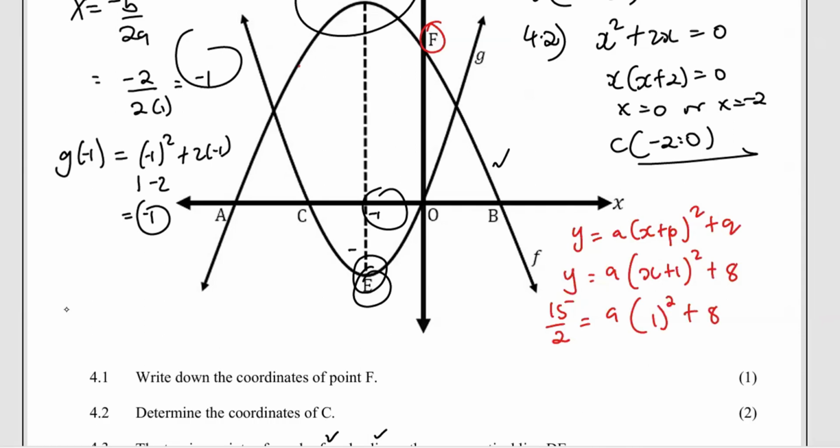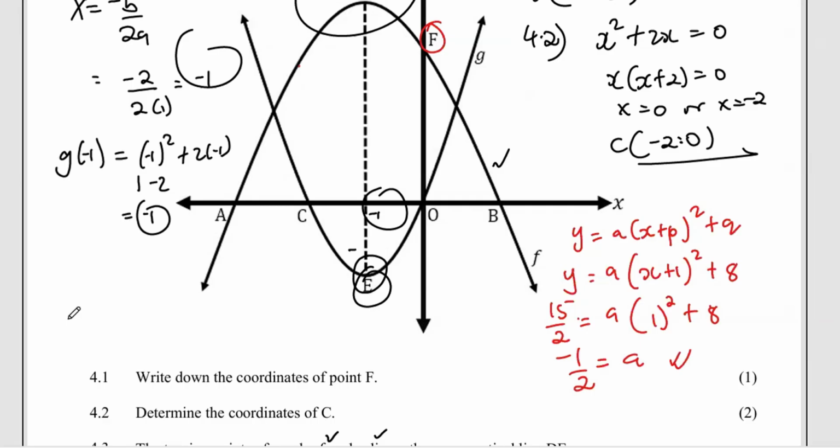Let's move this 8 to that side. So 15 over 2 minus 8. What do we get? We said over 2, not over 8. Okay, I'm getting negative 1/2. So negative 1/2 is equal to a. There we go, it comes out automatically.